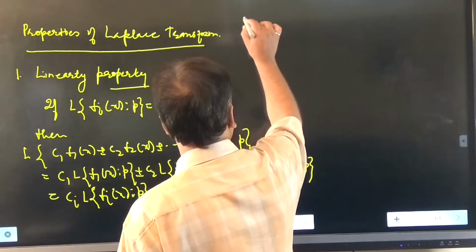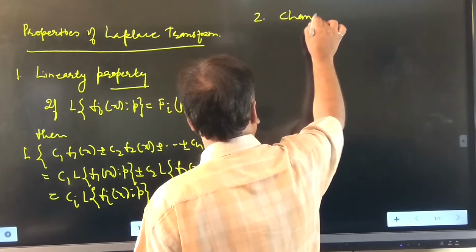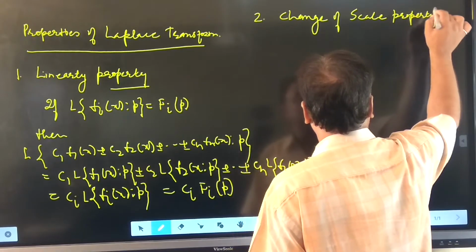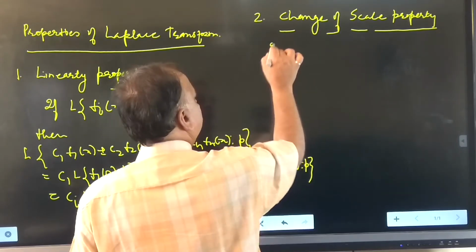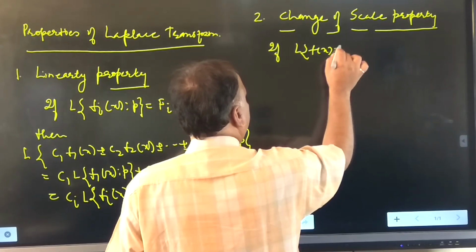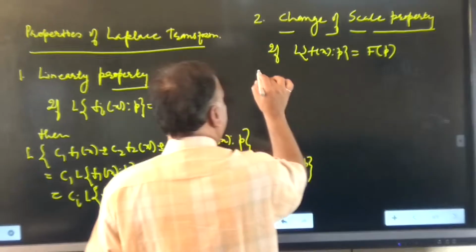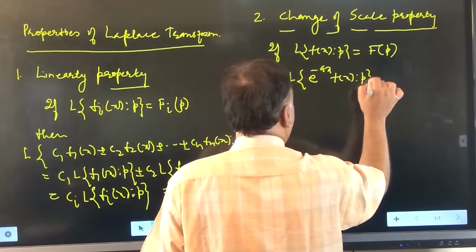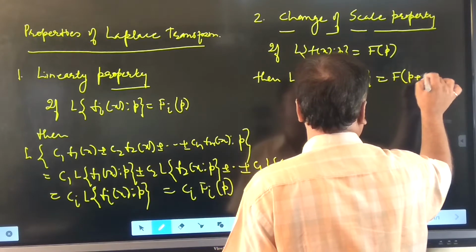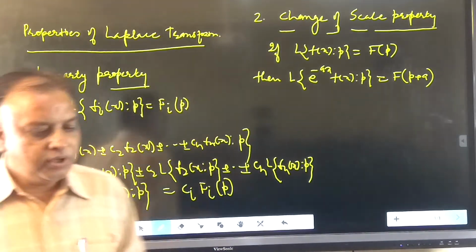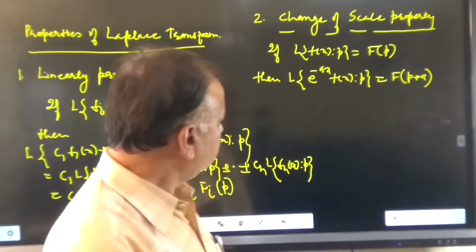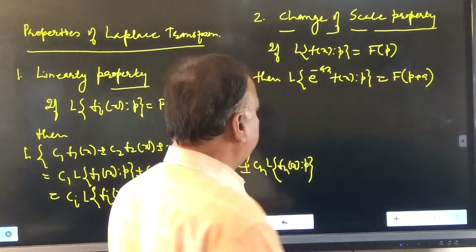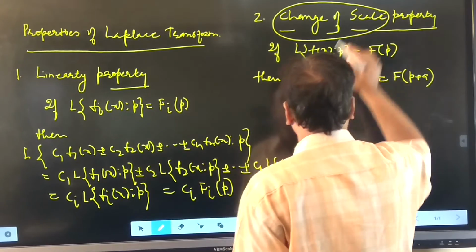The second property is known as the change of scale property. The change of scale property says that if the Laplace transformation of f(x) with respect to parameter p is equal to f(p), then the Laplace transformation of e raised to minus ax times f(x) with respect to parameter p is equal to f(p + a). This is known as the change of scale property. Rather, this is known as the first shifting property, not the change of scale property.